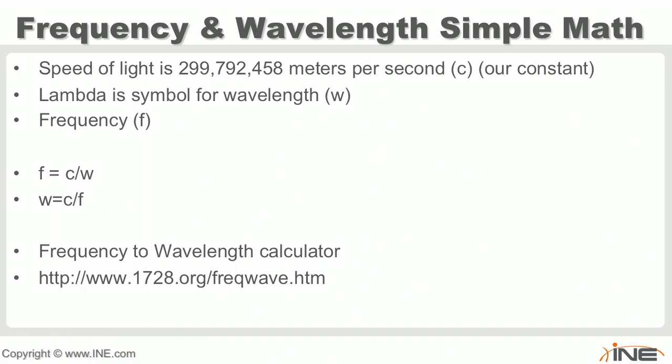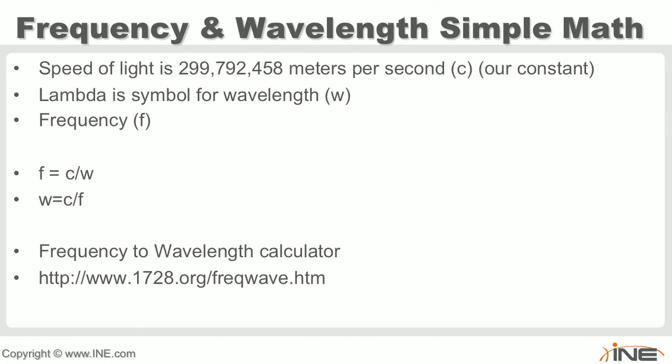The next section we're going to take a look at is RF math, or radio frequency math. To begin with, let's take a look at, as I mentioned in the last module, frequency and wavelength, just simple math. So the constant in our equation is the speed of light. Technically, 299,792,458 meters per second.